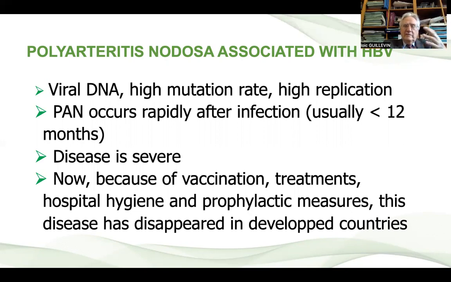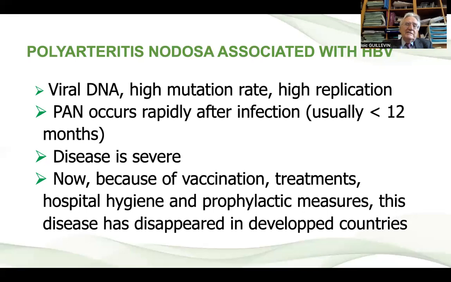And you will find the viral DNA. The mutation rate is very high, and the replication is also very high. The disease is severe, and these multiple infarcts in all the major viscera have, of course, a big consequence, which is ischemia and death.